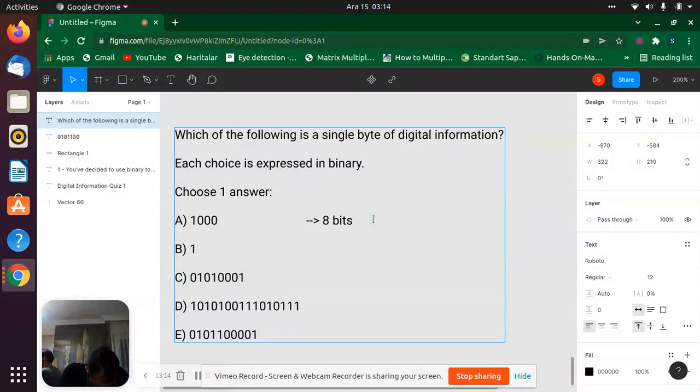But this is not a byte, okay? Because it is not 8 bits next to each other. It is only the number 8, so it's not 8 bits, maybe 8 decimal. Sorry, you can think of it like that. This is the decimal number 8.